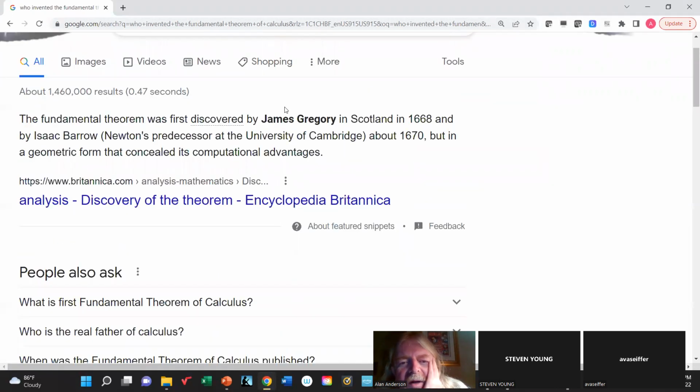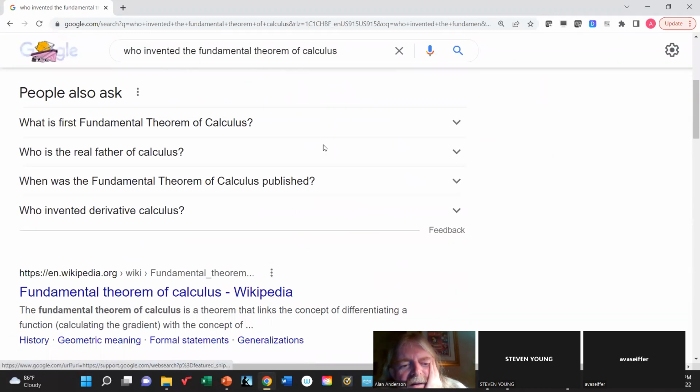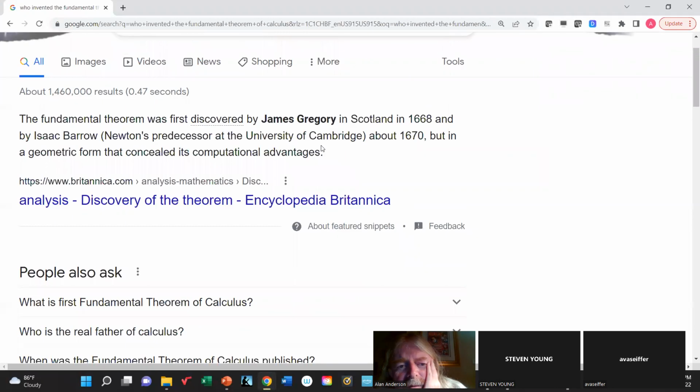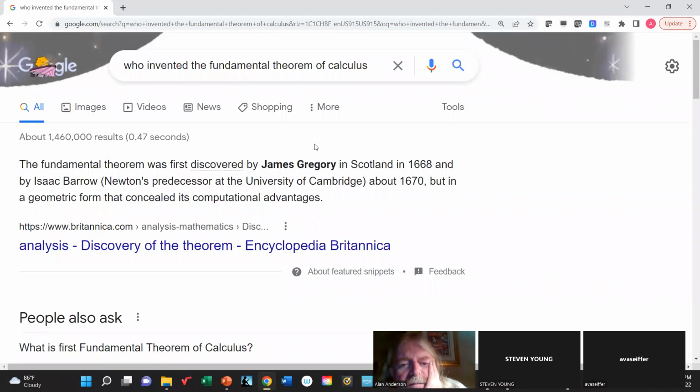Who's ever heard of James Gregory? I mean, he invented one of the greatest theorems in the history of calculus. Nobody knows his name. Because you know what, there was something about it, it wasn't convenient. Somebody must have come along later on and turned it into something that we're more comfortable with, and they got all the credit for it. Okay, and I'm sure that's exactly what happened.